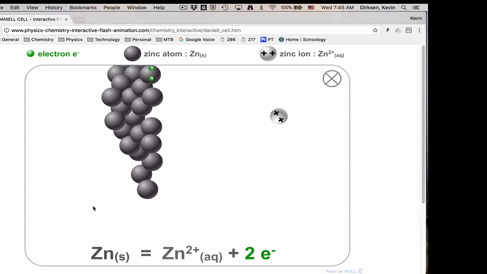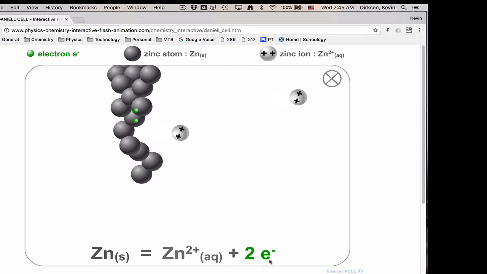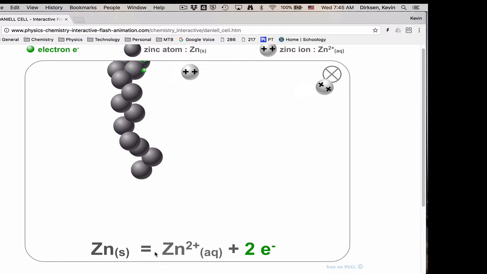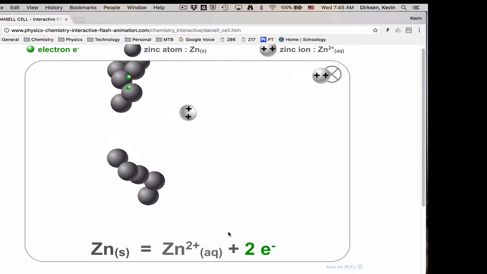Now in this scenario, we notice that the zinc metal is releasing 2 electrons, and it's leaving as zinc 2 plus. So we have zinc solid that's actually turning into zinc in solution, and it's leaving with 2 electrons. Here we have zinc becoming a 2 plus. So zinc is actually losing electrons here.